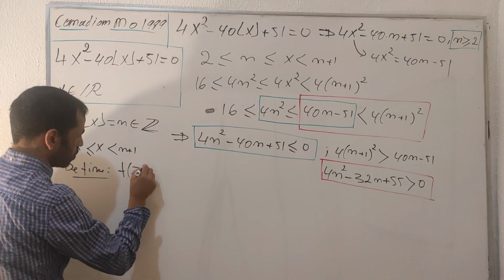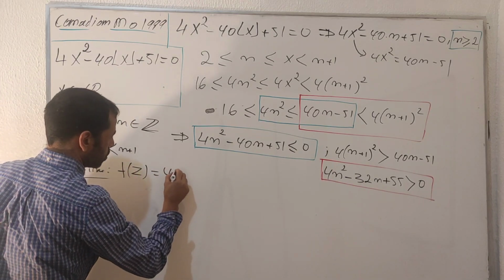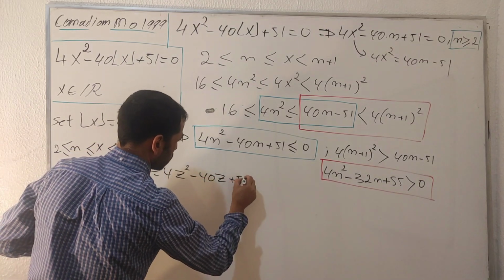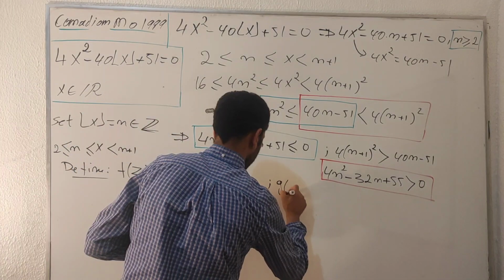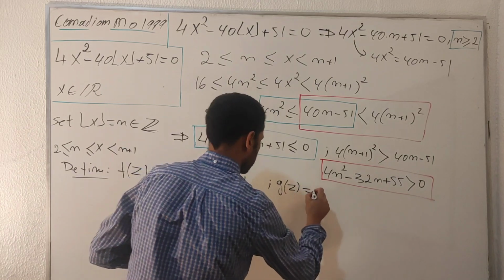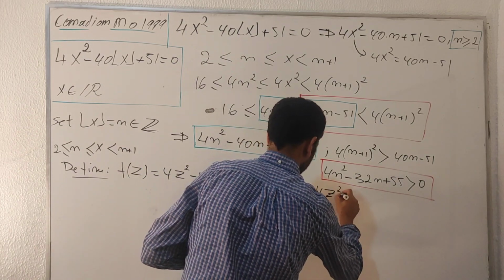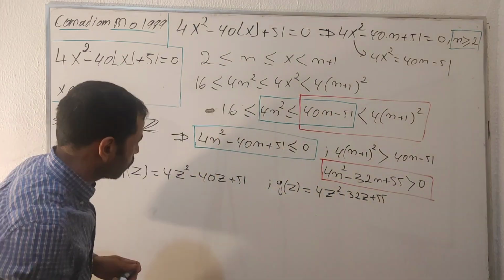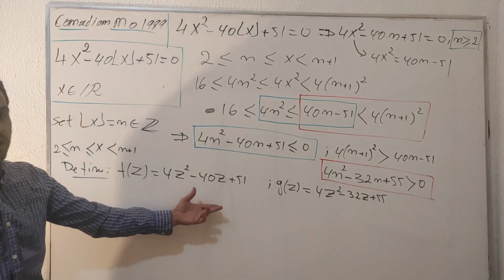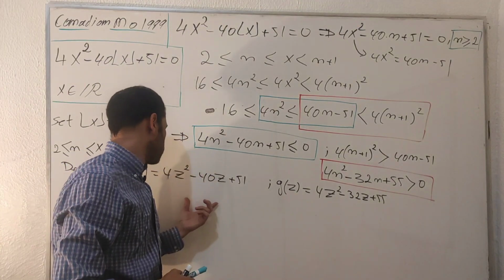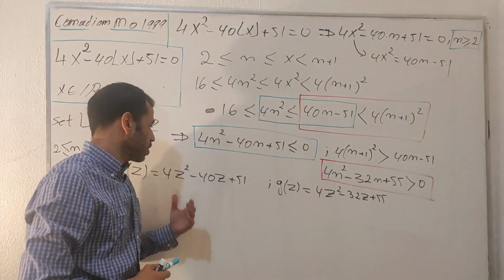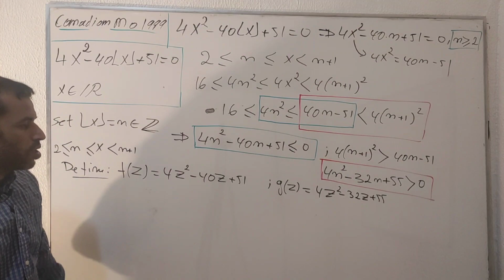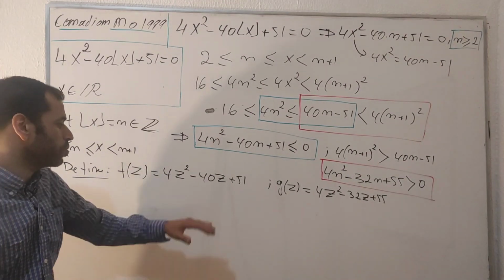Okay, as defined, f of z equals 4z squared minus 40z plus 51. Okay, g of z equals 4z squared minus 32z plus 55. So first, I'm going to solve both equations by calculating delta of these equations, then make the variation table for both functions, and then put them in the graph.